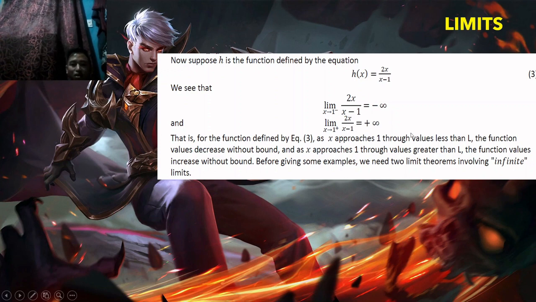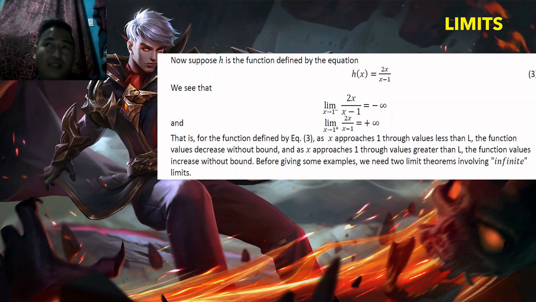Okay. So, that is for the function defined by this equation 3. As x approaches 1 from the values less than 1, class, if we substitute values like 0.9, 0.99, 0.9999, the result is always negative. So it goes to negative infinity, it keeps decreasing. Sige, let's try, class.